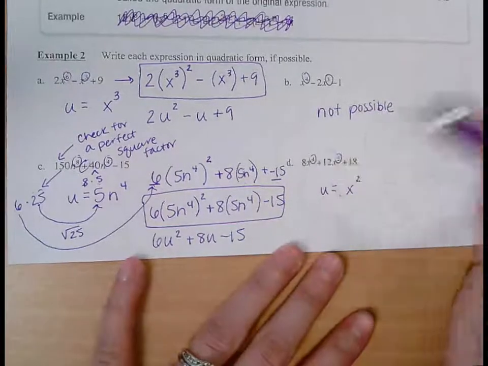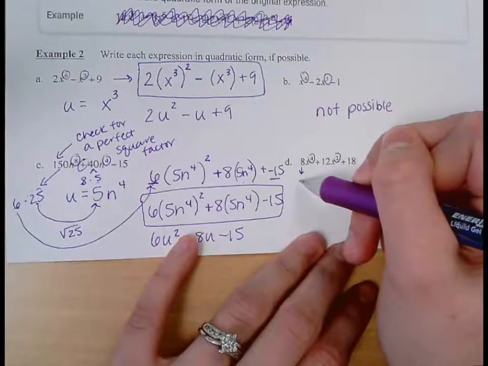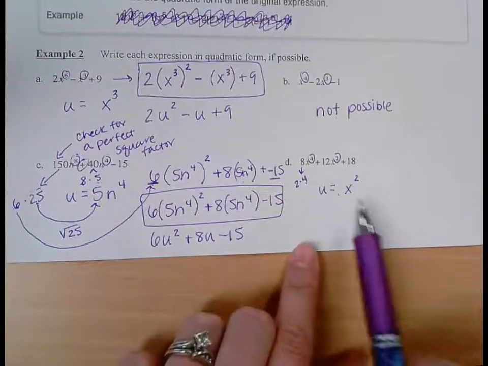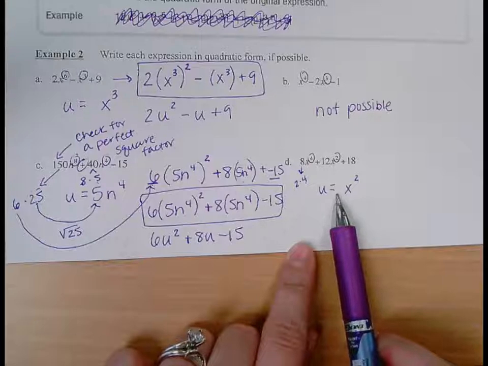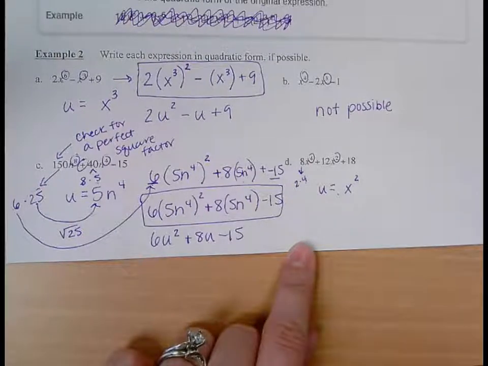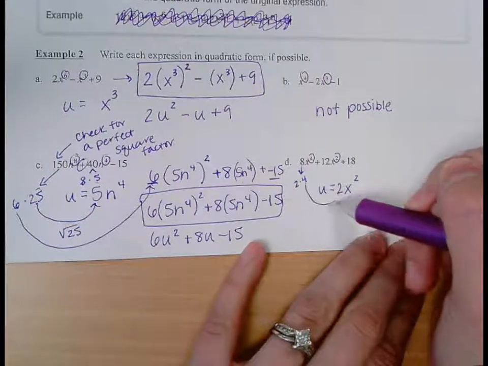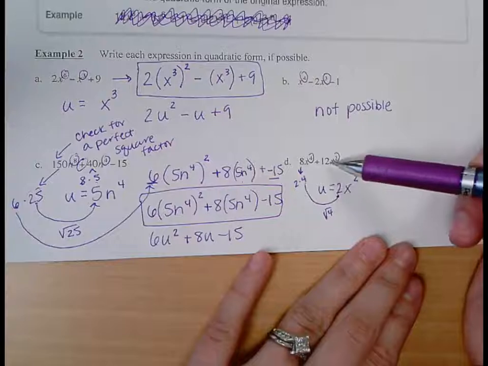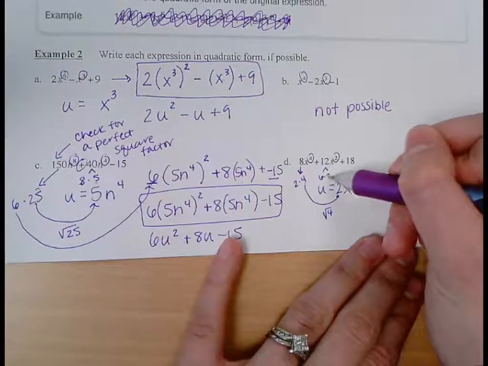So look at 8. Is there a perfect square that goes into 8? 4 does. And it's 4 times 2. So I'm going to write 8 is 2 times 4. 4 is the perfect square. So then what coefficient would be part of my u? 2, the square root of 4. And then just double check, does 2 go into the 12 coefficient? Yes, 12 is 6 times 2.